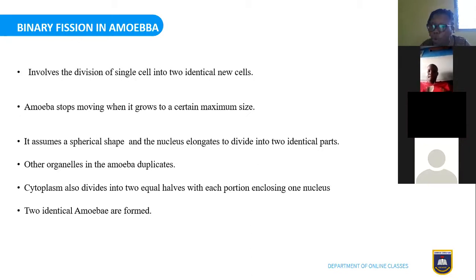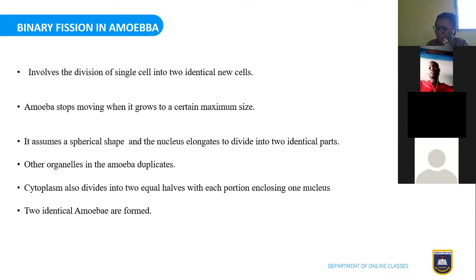Two new daughter amoebae. When amoeba is plural, we say amoebae, you add E to the back: A-M-O-E-B-A-E is the plural form of what? Amoeba. As you can see, the last point says that two identical amoebae are formed. I am taking the process of binary fission again. When a parent amoeba grows to a maximum size, this parent amoeba divides itself.